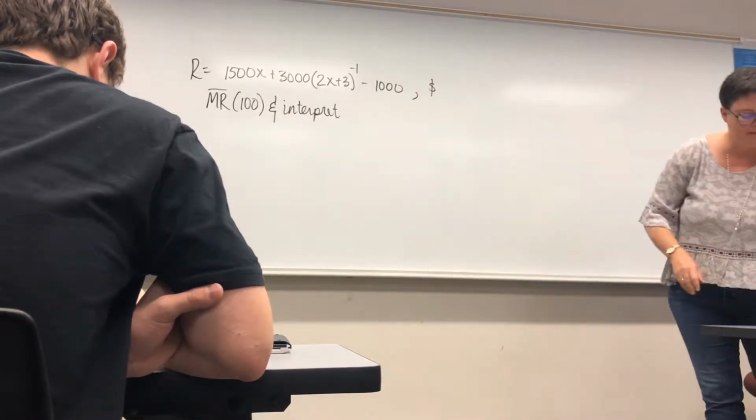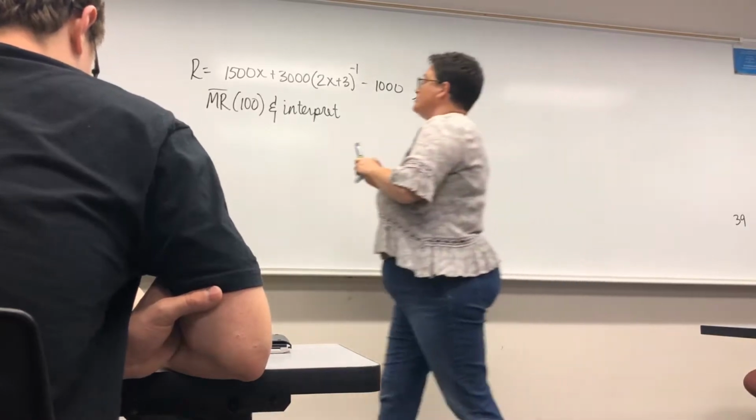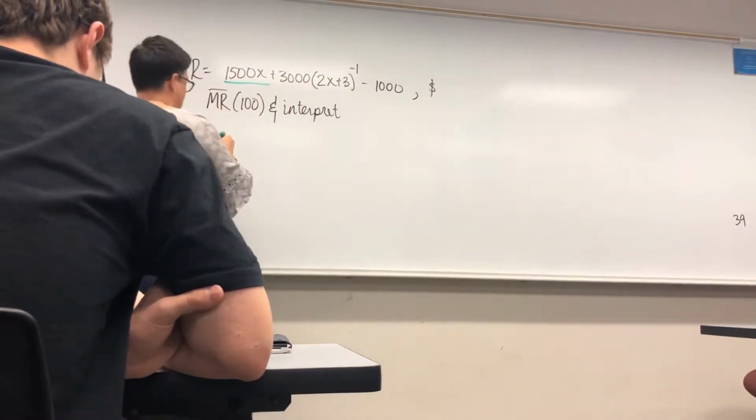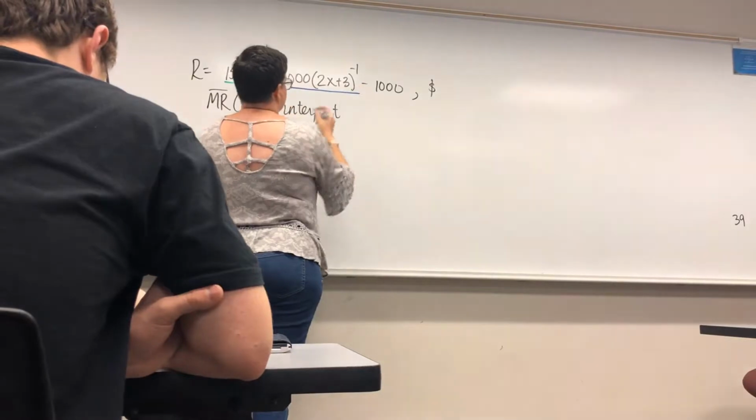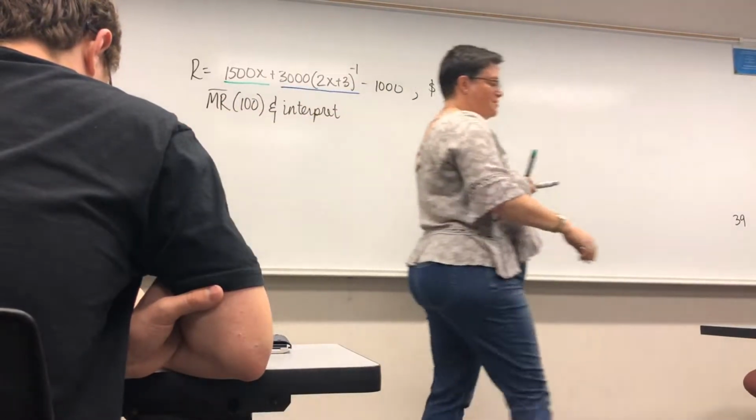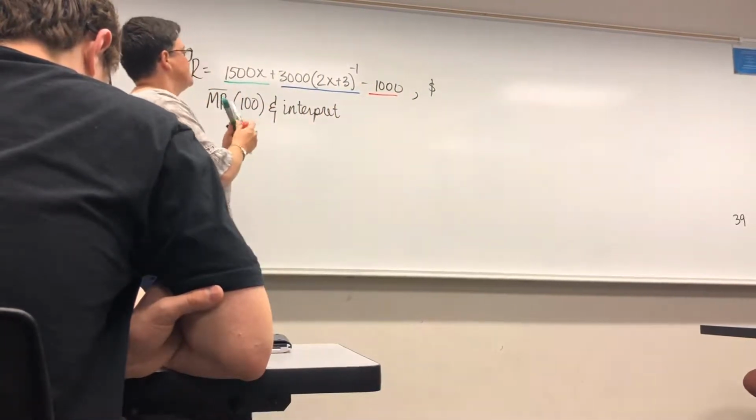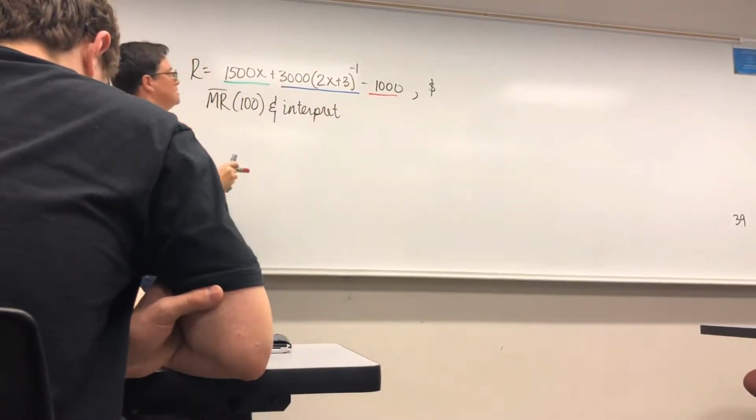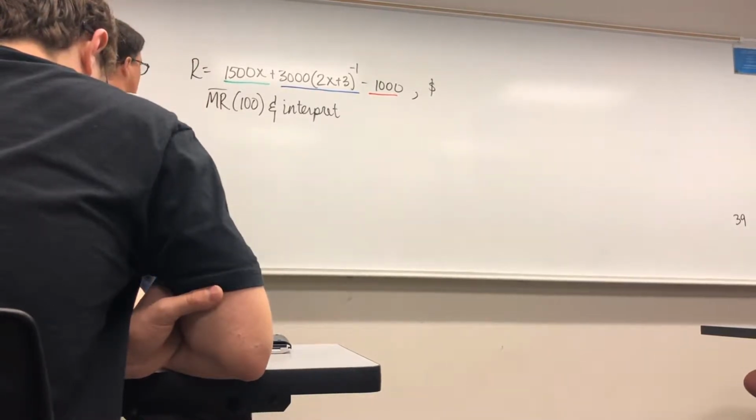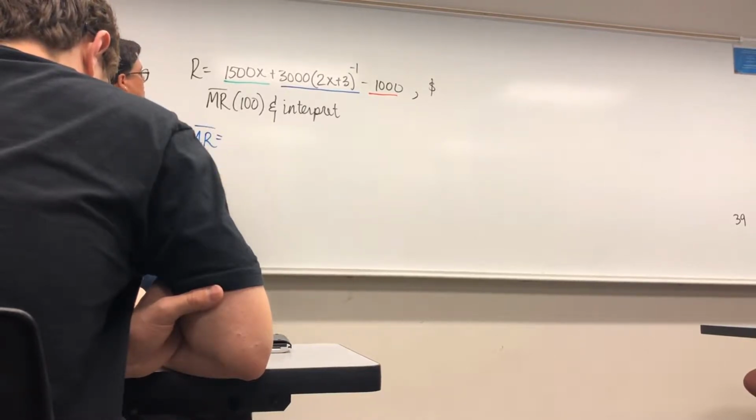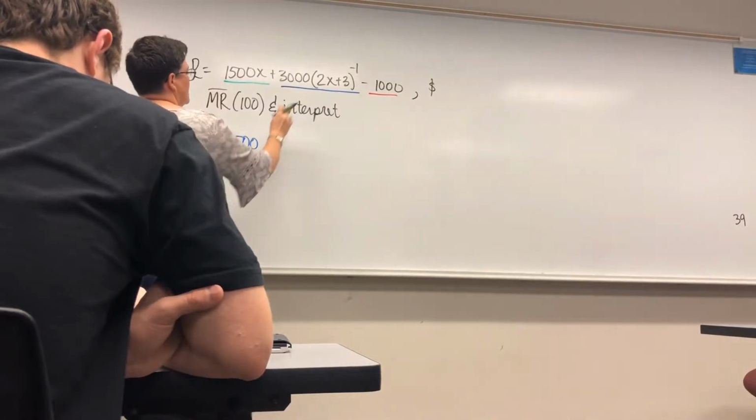Well, let's take it term by term. The derivative of 1,500x is completely separate from the derivative of this monster, which is completely separate from the derivative of minus 1,000. So we always go term by term. Things that are separated by pluses and minuses, we just treat them like separate bits. So let's take the marginal revenue and start with this green term here. What is the derivative of 1,500x? 1,500.